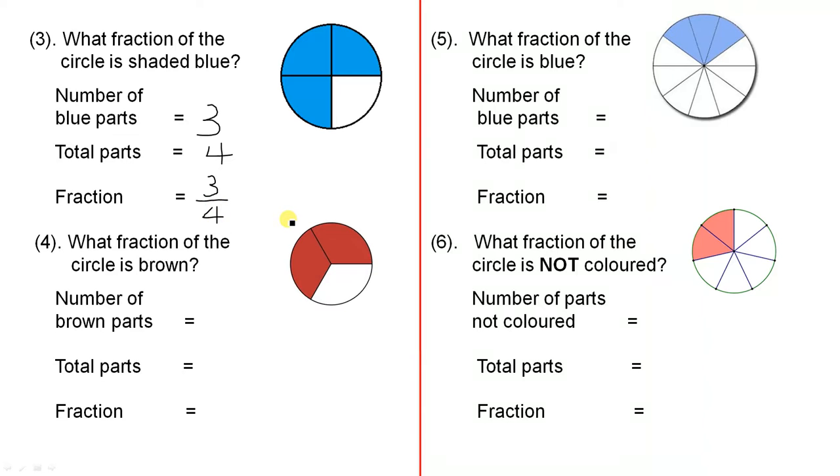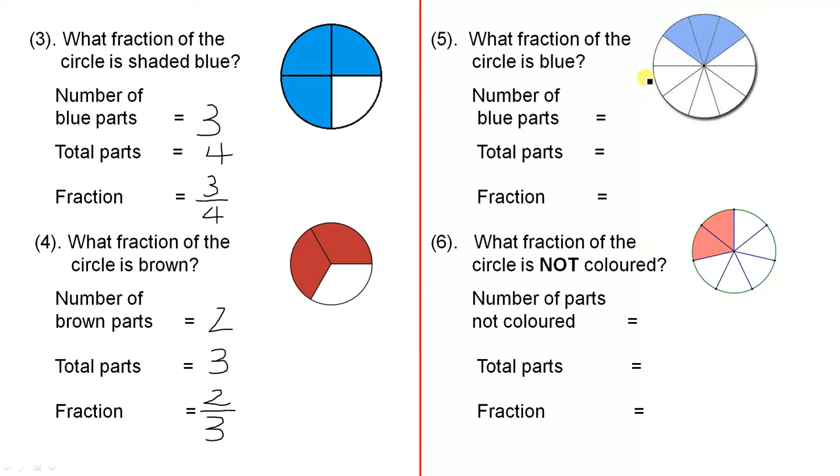What fraction of the circle is brown? The number of brown parts we have is 2. The total number of parts that the circle is divided into is 3. So the fraction is 2 over 3.